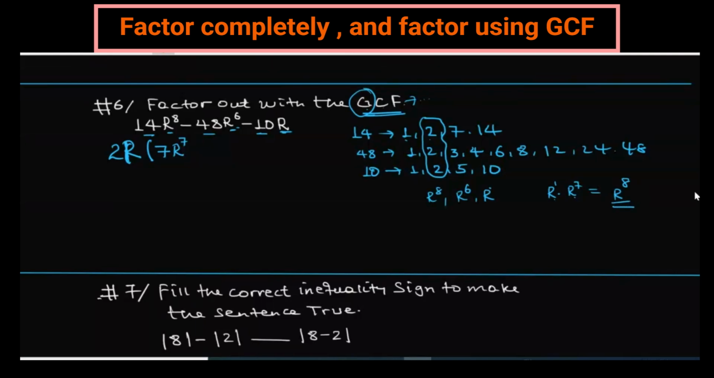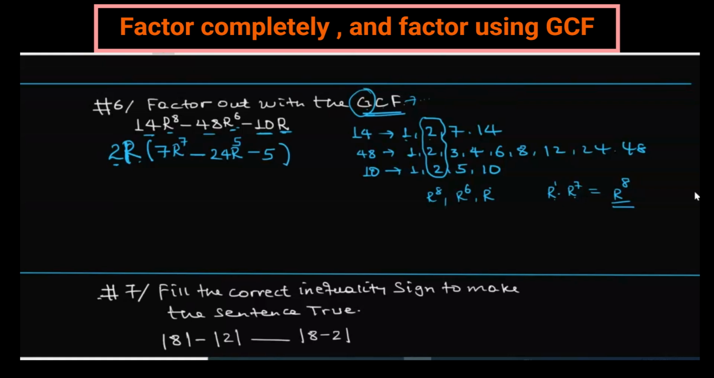So then minus. Basically the r is reduced just by 1 because r is outside here. How can I get 48 when I have 2? Obviously that's 24. How can I get r^6 when I have r outside here? I have to reduce this by 1, so r^5. And then, to get 10, 5 times 2 is 10. And because I have r outside, I don't have to put r here.